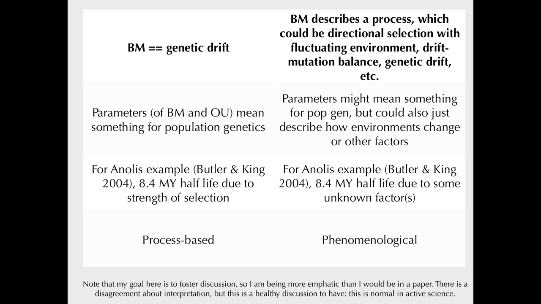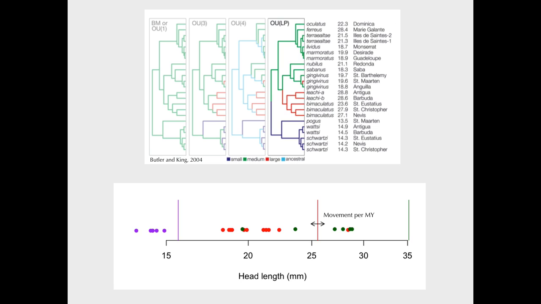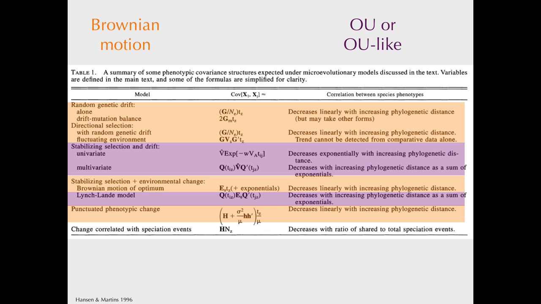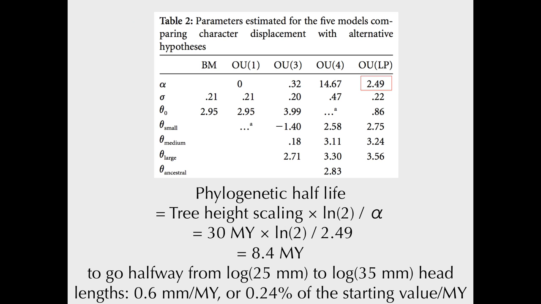Other thoughts on this? Empirical knowledge, I'm going to make it a little pejorative to my side to make it fair. Another thing to look at is actually the parameter estimates, right, what they actually mean. So here we have the canonical example from the Butler and King paper, right? Where for the best model, we have this alpha, 2.49. Is that big? Is that small? What does that mean?